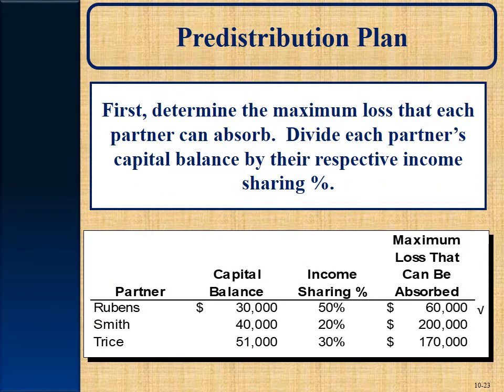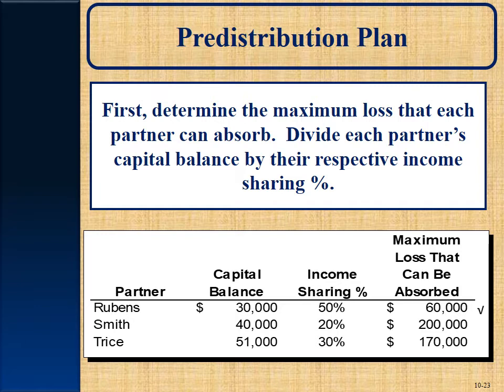First of all, determine the maximum loss that each partner can absorb. So we divide each partner's capital balance. Maybe it is, I'm sorry, it is on page 475. I was looking at the wrong one. On page 475, we take each partner's balance and determine, based on their income sharing percentage, how much of a loss they can actually absorb into their capital before becoming a deficit.